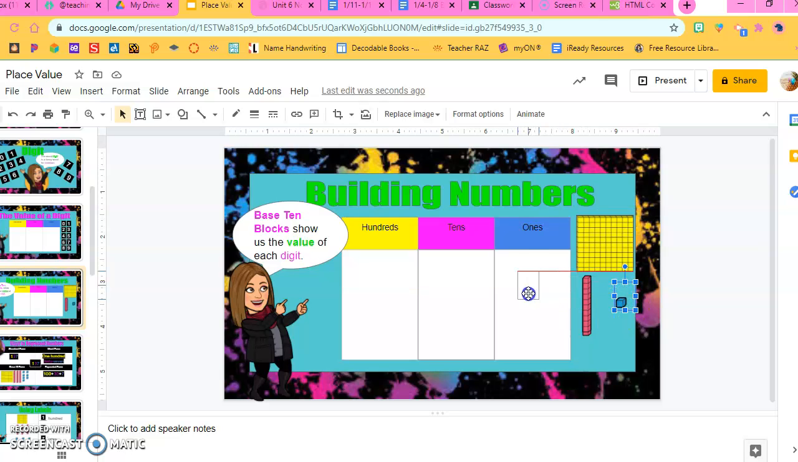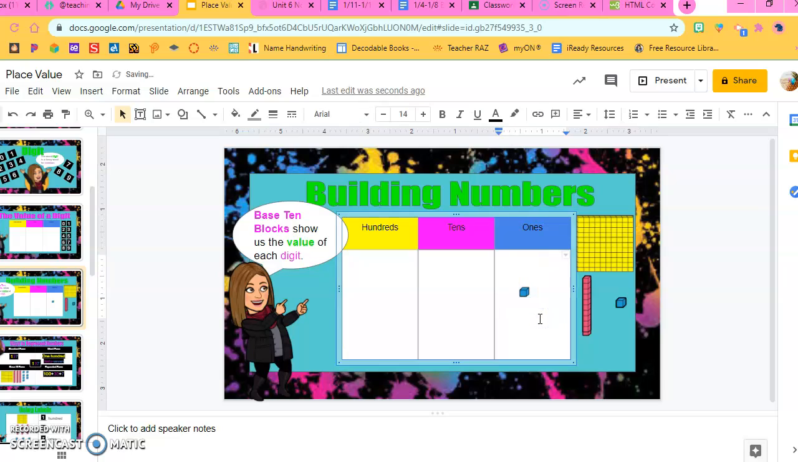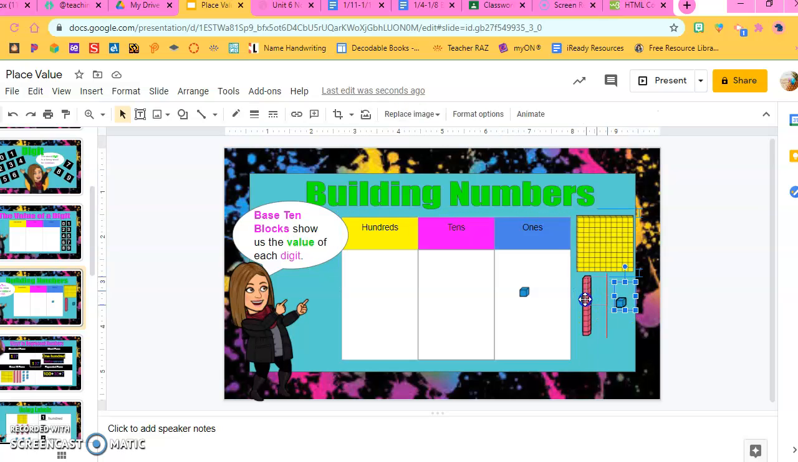So if we just have a bit or a 1, it goes right here in our ones. So if we don't have enough to make 10, if we don't have 10 little bits to put over here, they all stay over here. So we can have 1 over here, 2 goes over here, 3 goes over here, 4, 5, 6, 7, 8, and 9. Why would I not put 1 more over here?